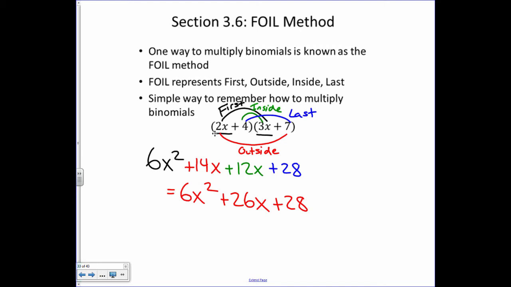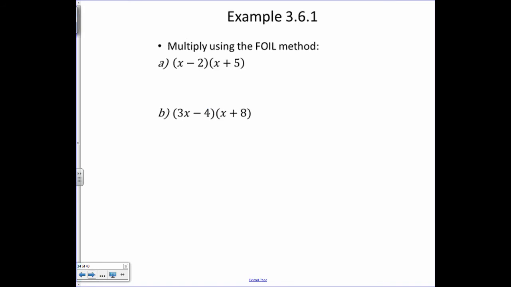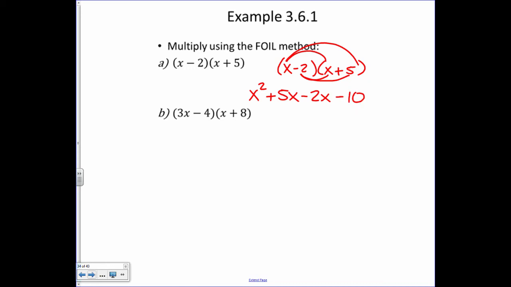And so let's practice this FOIL method just a little bit. We've got x minus 2 times x plus 5. So we're going to multiply the first two terms. X times x is x squared. Then we're going to multiply the outside two terms. X times 5 is plus 5x. Then the inside two. Negative 2 times x is minus 2x. And then the last two, minus 10. And so if we simplify like terms, we get x squared plus 3x minus 10.